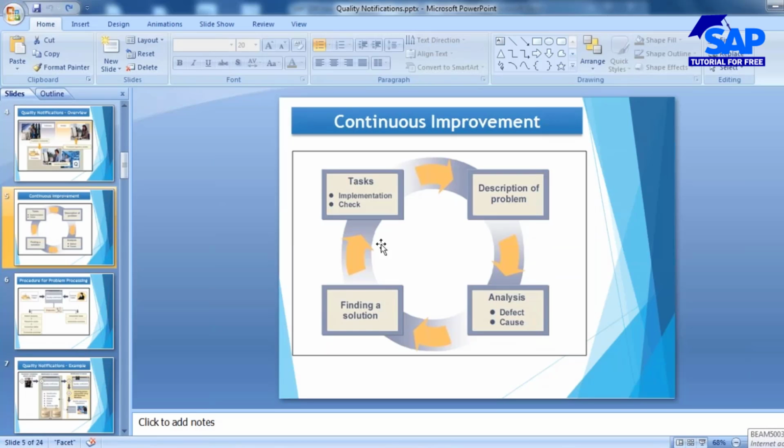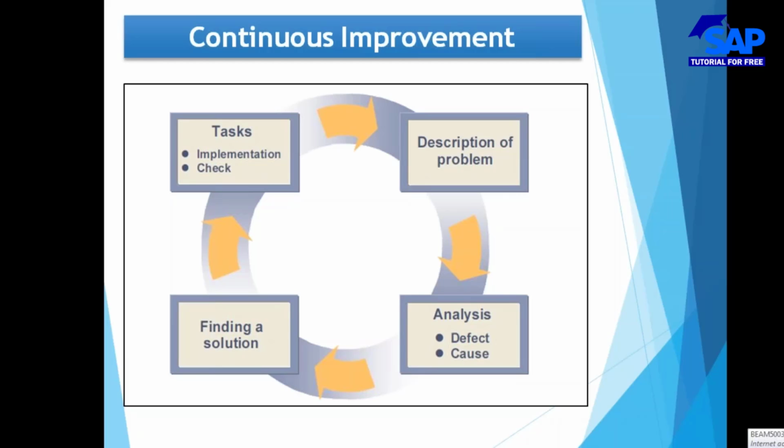Okay, so this is why the notifications have to be created first. The notifications are created for finding these things. One is you identify the problem, you describe the problem, what is the problem, and then you analyze it. So what type of defect it is, what is the cause for that problem, you analyze it, and then you find a solution for it. What corrective action, what preventive action you are going to do, and for that what tasks you are going to perform. So these are documented with quality notifications. It's basically for continuous improvement.